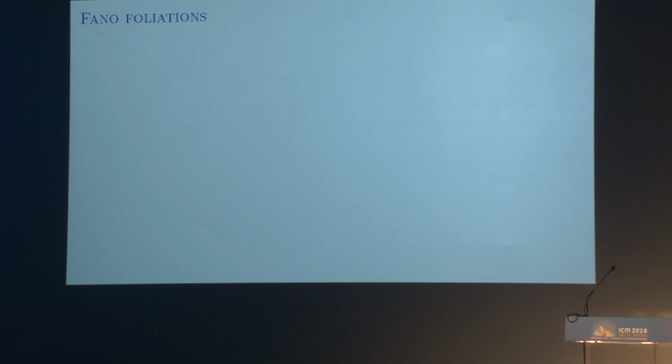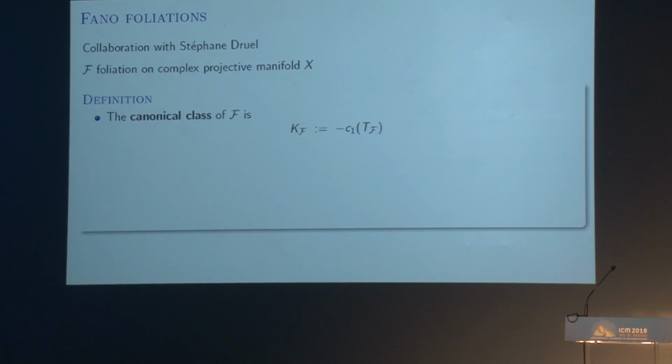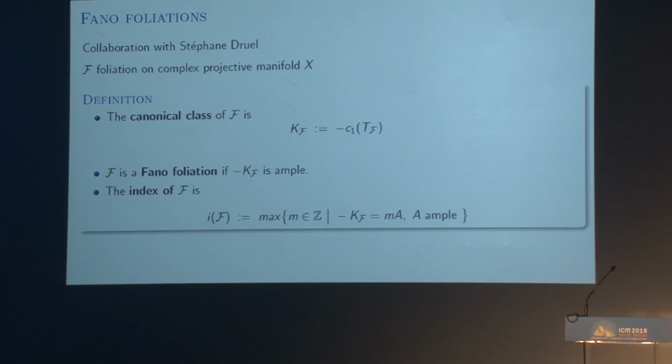So Stéphane and I started to study Fano foliations, and we've been doing this for many years now. Let me define them formally. We start with a foliation on a complex projective manifold, and first we define its canonical class as minus the first Chern class of the tangent sheaf of the foliation. And then we say that the foliation is Fano if this anti-canonical class is ample.